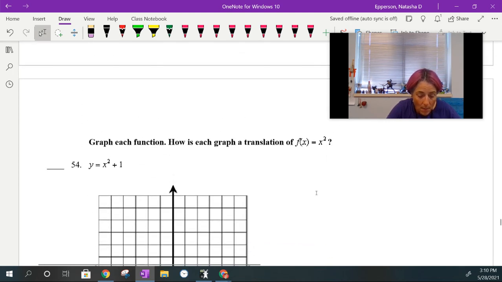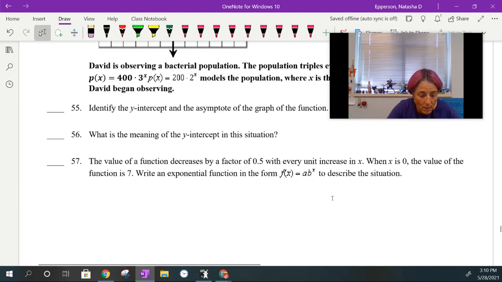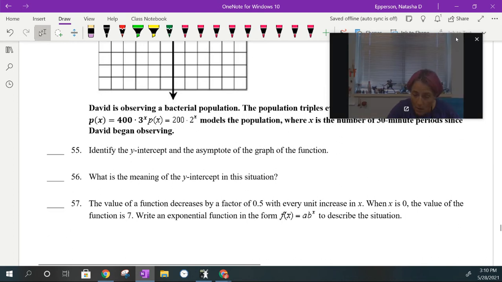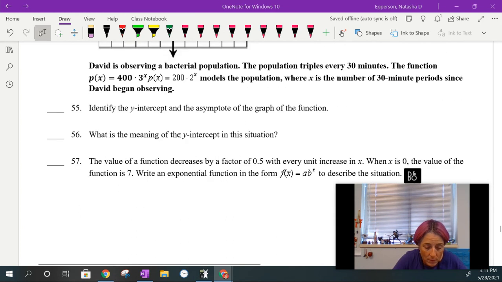54, we're going to graph this given function. So I'm going to have a parent function here, and we're shifting it up 1 unit. That's all we're doing, is shifting it up 1 unit. Okay, so 55, 56, and 57, we're using the graph given to us here. So we've got this function that models the population where x is the number of 30-minute periods.